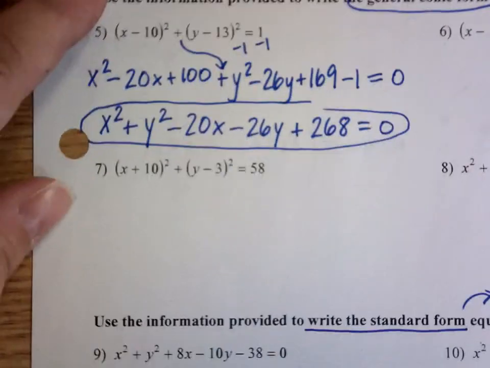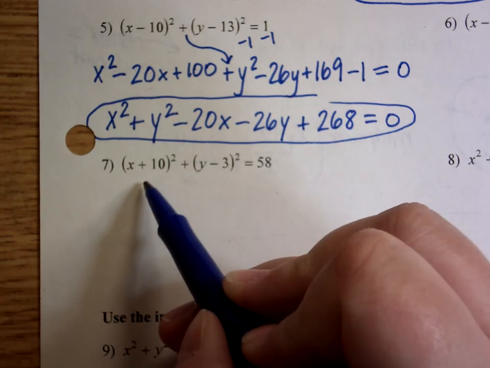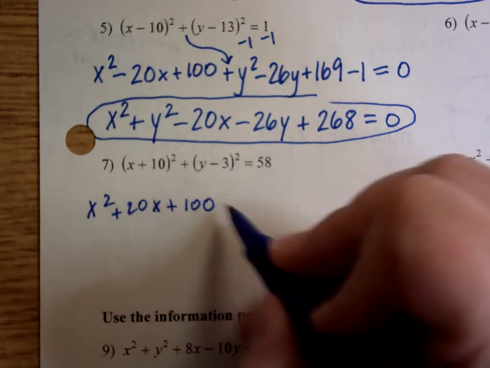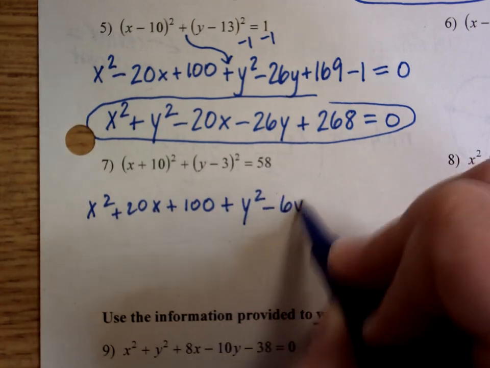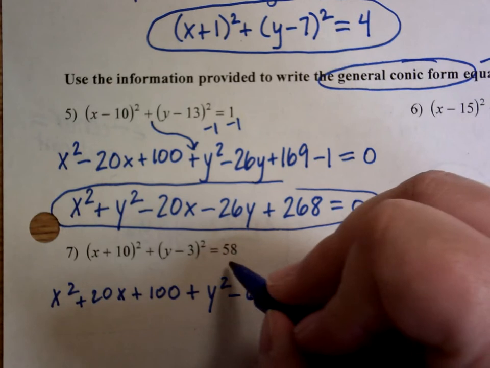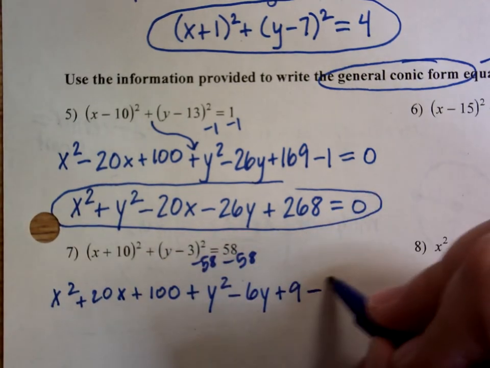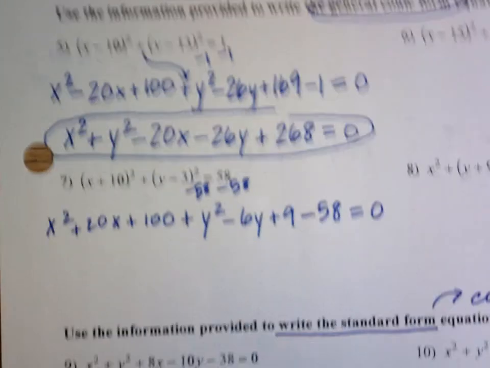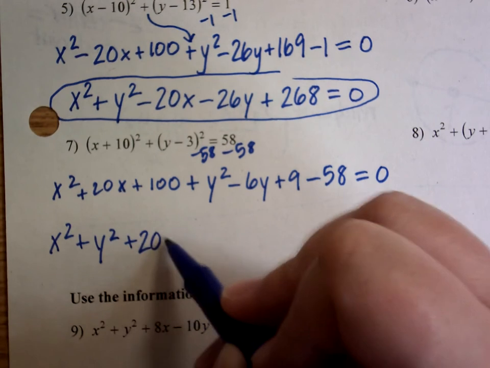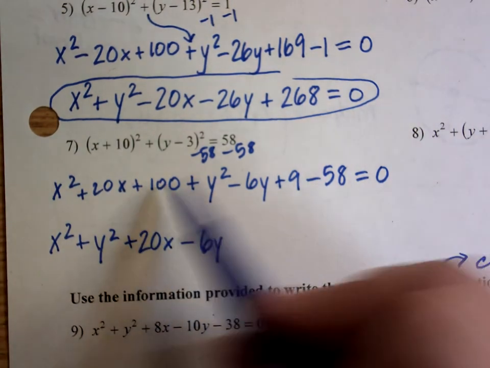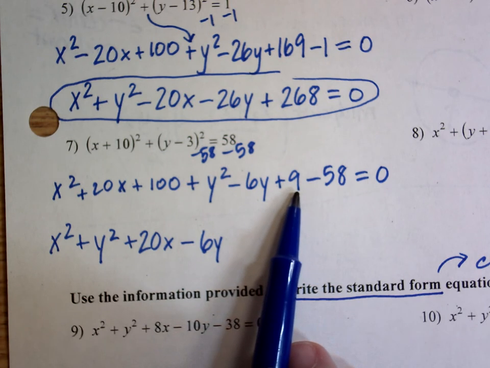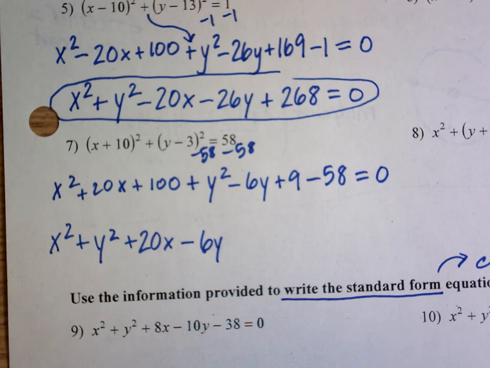Same thing happens on number 7. When we multiply this out, we get x squared plus 20x plus 100. Remember, you're doing FOIL. We multiply this out, we get y squared minus 6y plus 9. And again, if you don't believe me, go ahead and actually do the FOIL like we did down here. Subtract the 58 from both sides. And so I get negative 58 equals 0. And now I'm just rearranging things and combining my like terms. So x squared plus y squared plus 20x minus 6y. 100 minus 58 is 42. I'm sorry, I should have put that in there too. 100 plus 9 is 109. Minus 58 is 51.